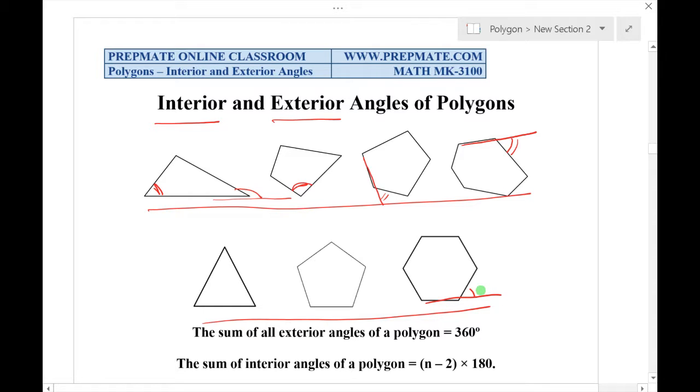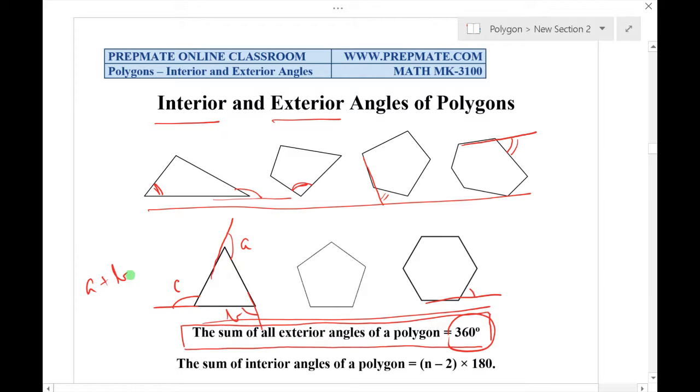Okay, and the most important property of a polygon angle that we are going to learn today, and we've got to remember, is that for any polygon, whether it's 3-sided, 4-sided, 10-sided, the sum of all exterior angles will always be 360 degrees. So for example, let's take this case. If you extend the sides like this, there are 3 exterior angles. I'm going to call them A, B, and C. So A plus B plus C will be 360 degrees always.